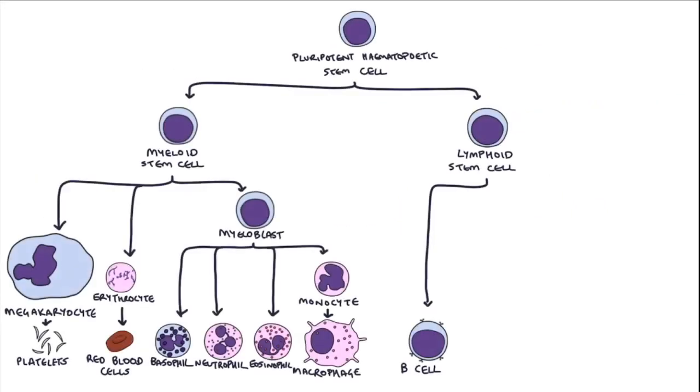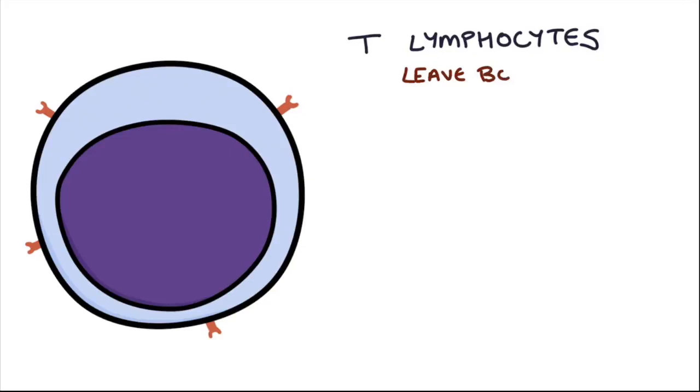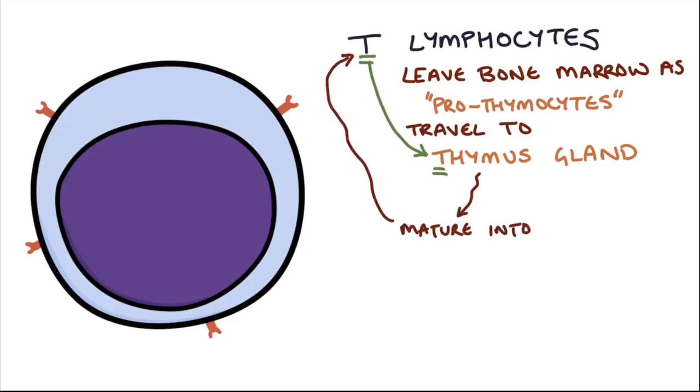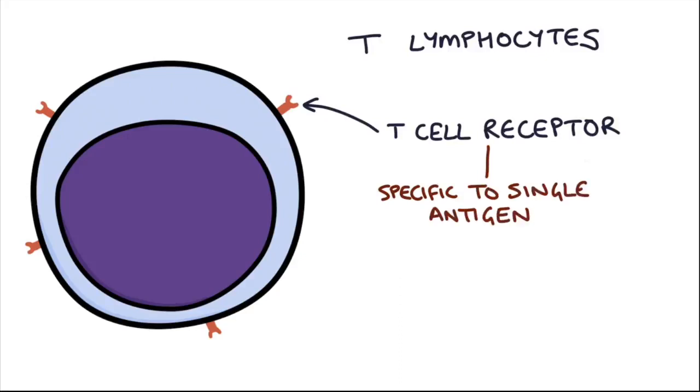The second type of lymphocyte is the T lymphocytes, or T cells. And they're called T cells because they actually leave the bone marrow as prothymocytes and travel to the thymus gland, where they mature into T cells. T cells have T cell receptors on their cell surface that are specific in the same way as antibodies on B cells to a specific antigen, and so therefore only the T cells specific to the invading pathogen will become active in an infection.